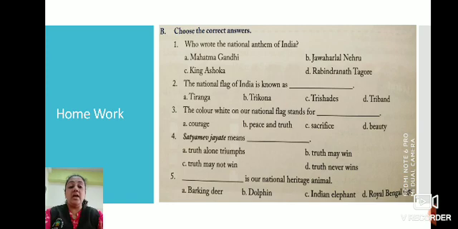I will tell you the answer. You have to write it. Got it, everyone, children? I hope you understood the lesson. So please read the lesson, go through it one more time, and try to draw and color our national symbols and write down the information about it. And also don't forget to solve question A and question B in the textbook as well as in your notebook.